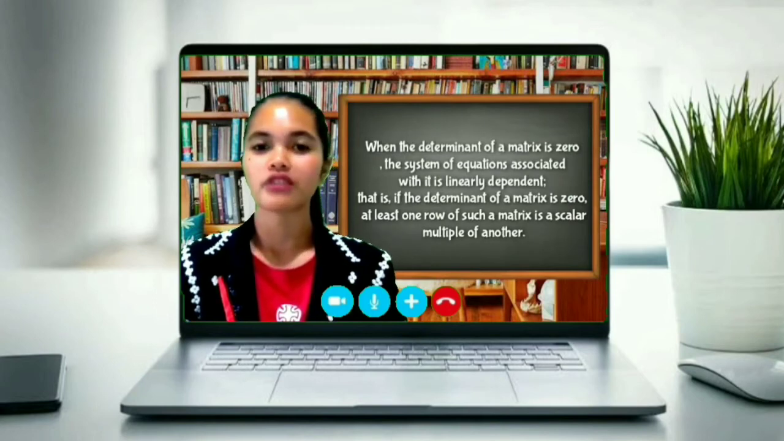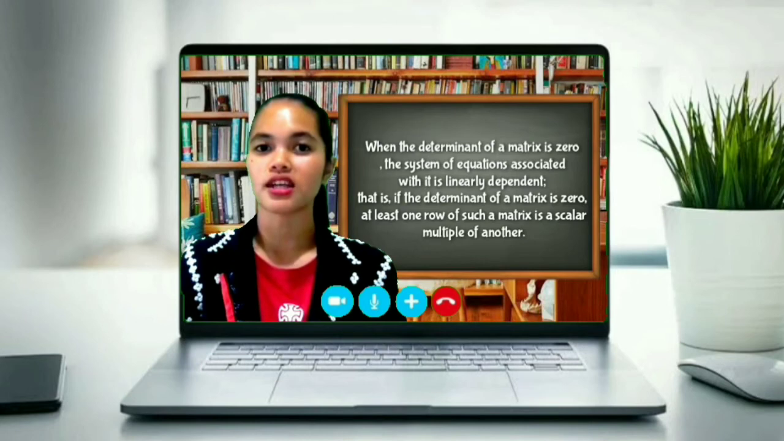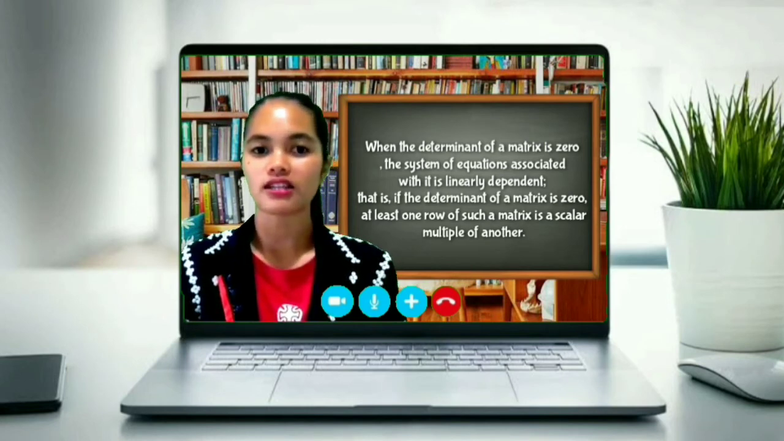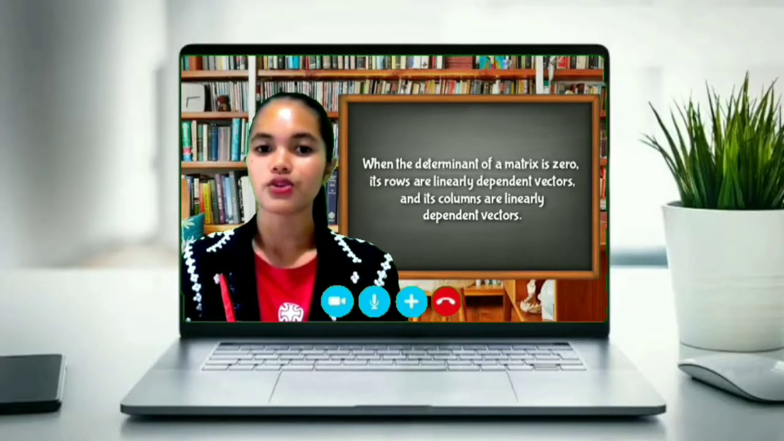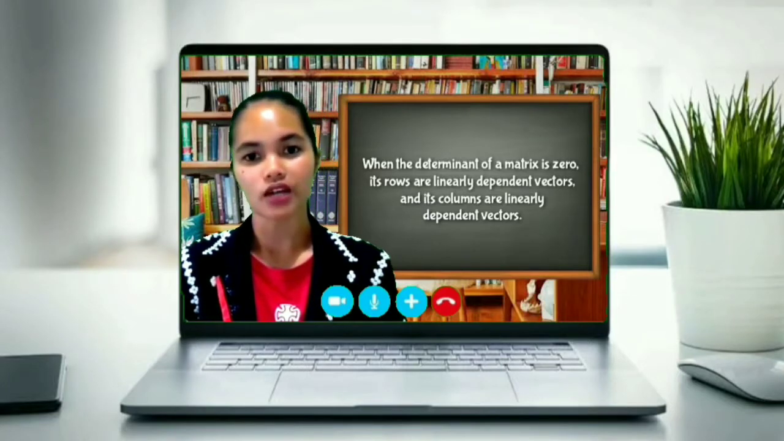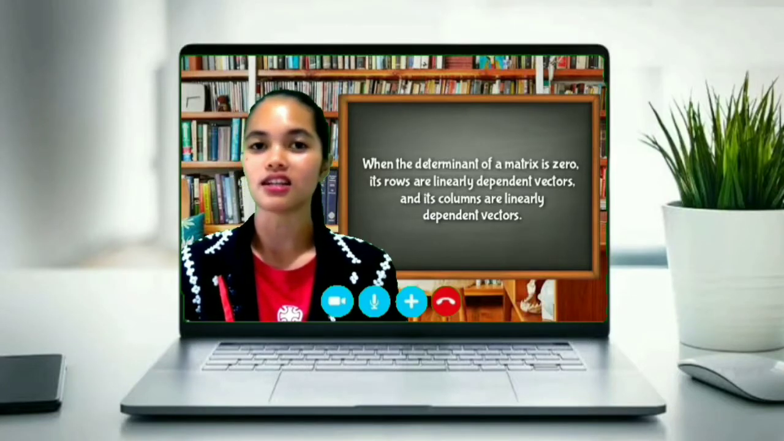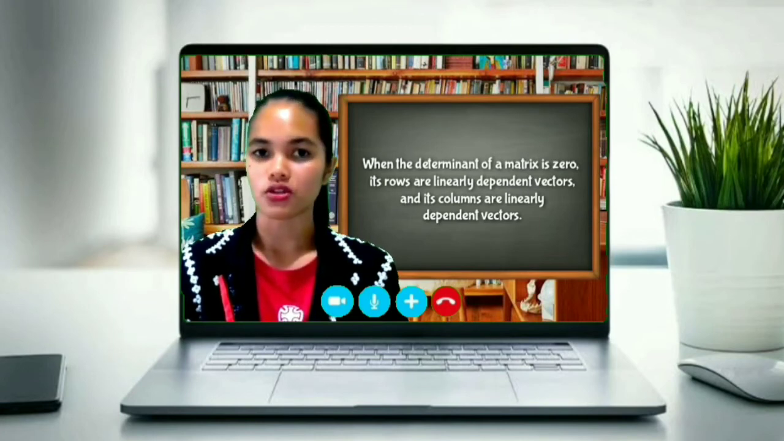When the determinant of a matrix is 0, the system of equations associated with it is linearly dependent. That is, if the determinant of a matrix is 0, at least one row of such a matrix is a scalar multiple of another. When the determinant of a matrix is 0, its rows are linearly dependent vectors and its columns are linearly dependent vectors also.